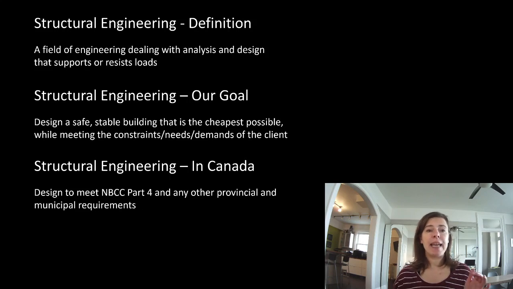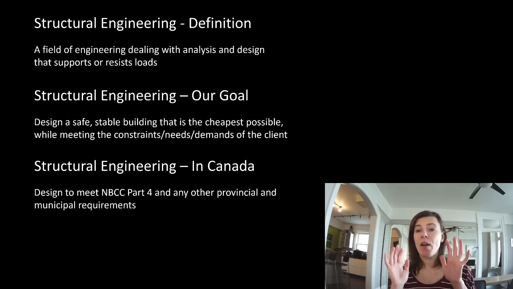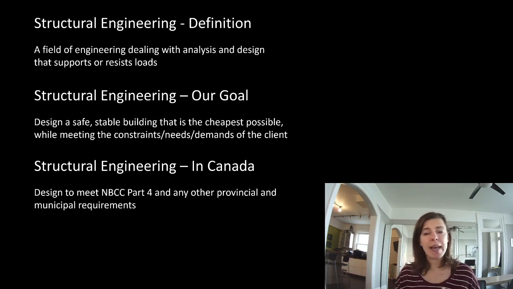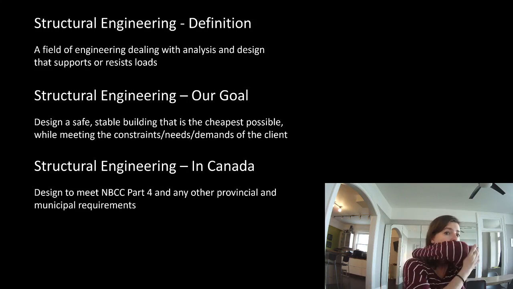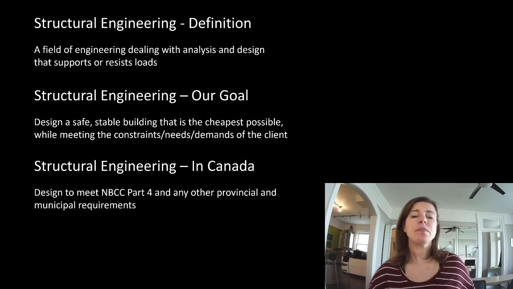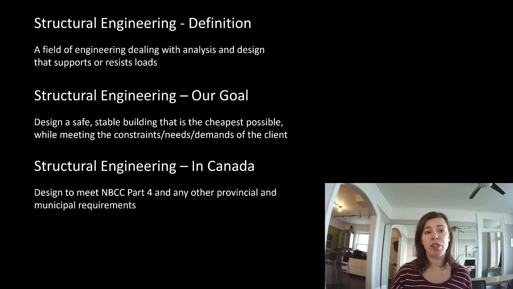For structural engineering in Canada, we design to meet Part 4 of the NBCC, so that's the National Building Code of Canada. Part 4 is the structural portion of the code. The architectural part is Part 3. You guys have probably all looked at it, probably all talked about it. We also have any provincial and municipal requirements. We have to be aware of those as well.